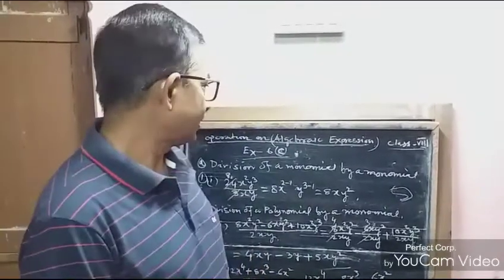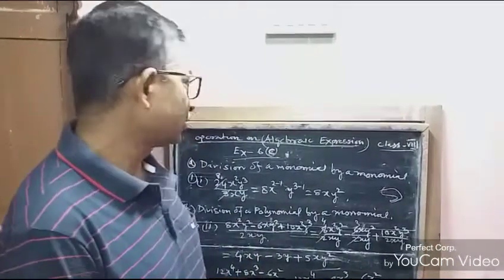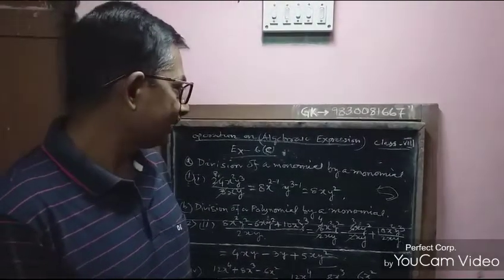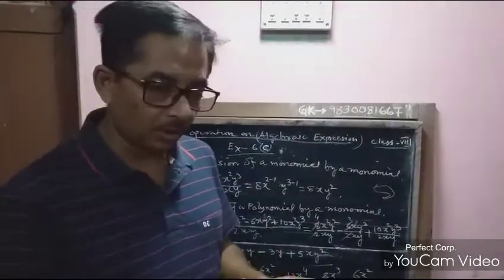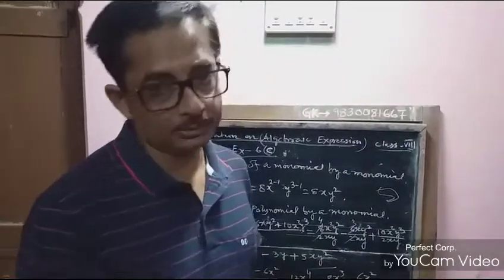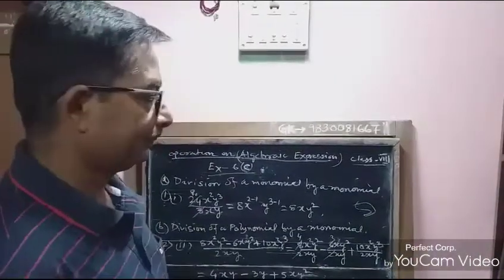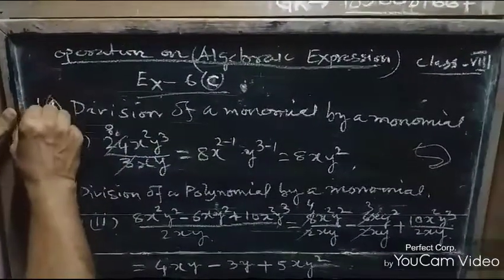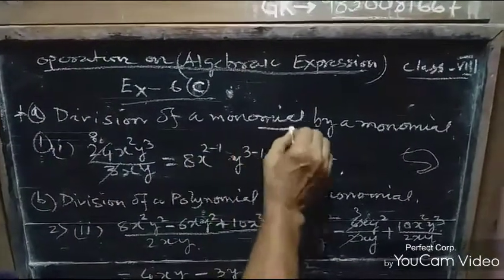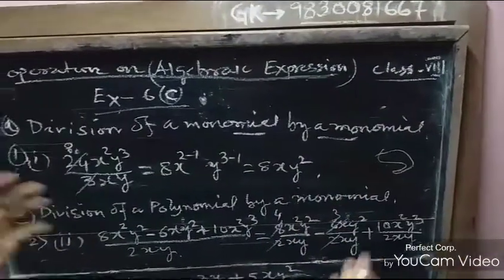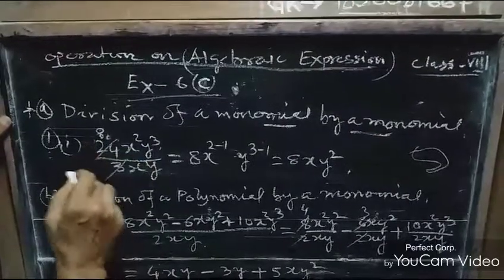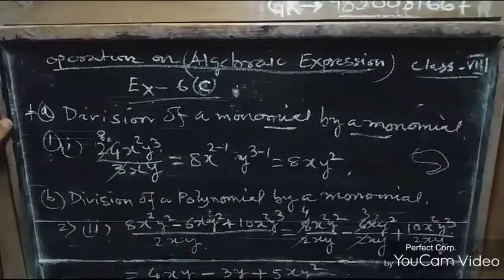Today's video is a continuation on operations on algebraic expressions. Today we will learn the different processes of division of algebraic expressions. See here, the first one is the division of a monomial by a monomial. You all know what a monomial is. Here this is one algebraic expression which is a monomial, and this is also a monomial.